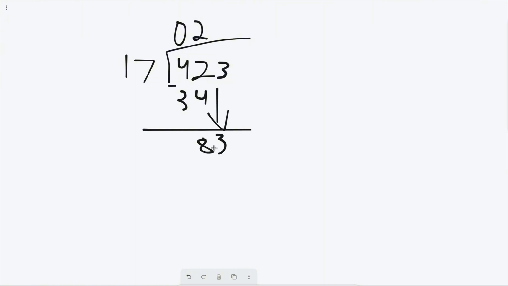We have 83. How much times can 17 go into 83? 4 times. So we write 4 here. 4 times 17 is 68. And then we subtract. 83 minus 68 is 15. And then that's going to be our remainder. 24 with a remainder of 15.